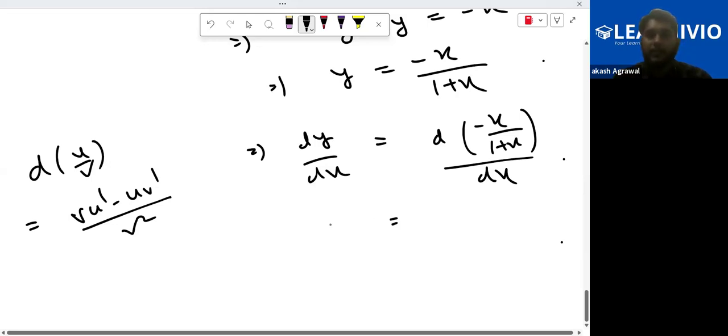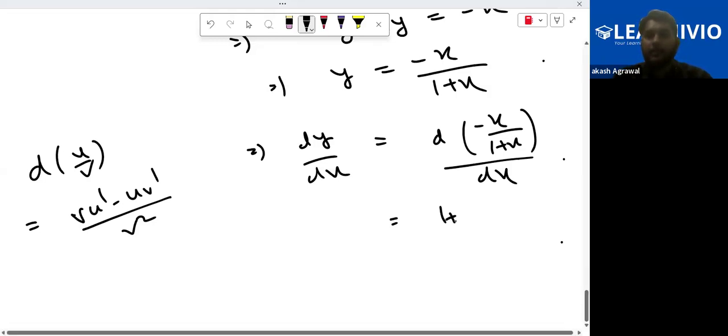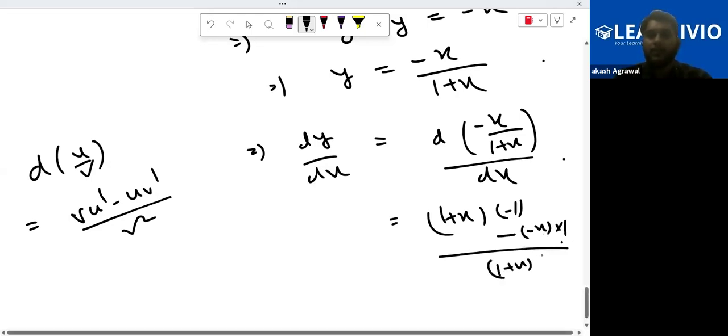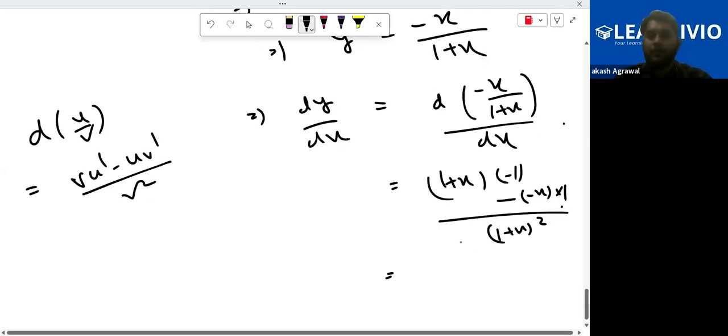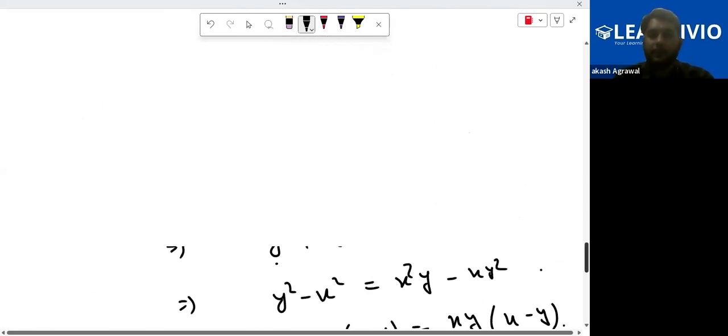If you feel comfortable breaking it down, then that's fine with me. I'll just write it directly. So 1 plus x, differentiation of minus x is minus 1. Okay, negative. And we have minus x, differentiation of 1 plus x is 1 upon 1 plus x whole square. So we can multiply. This is minus 1 minus x plus x upon 1 plus x whole square. This is cancelled. So dy by dx is minus 1 upon 1 plus x square, which was the thing we have to prove.